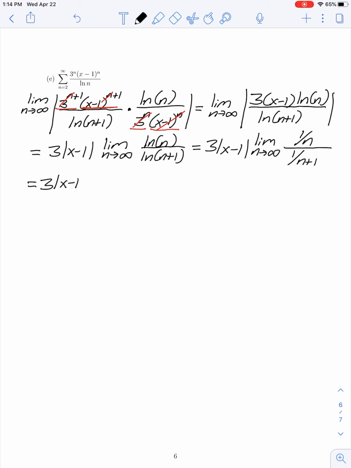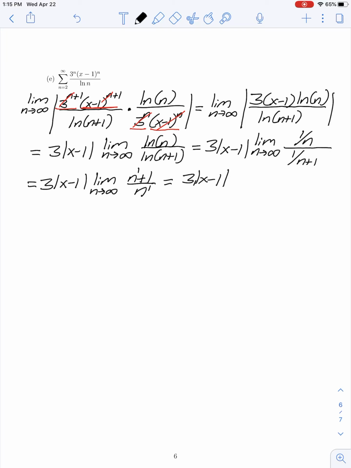We have 3 times the absolute value of x minus 1 times the limit as n approaches infinity of, well, dividing these fractions, we're left with n plus 1 over n. So we have an infinite limit of a rational function with the same highest power, n to the first, on top and bottom. So we have a limit of our constant, 3 times the absolute value of x minus 1, times the ratio of those coefficients, which is 1.